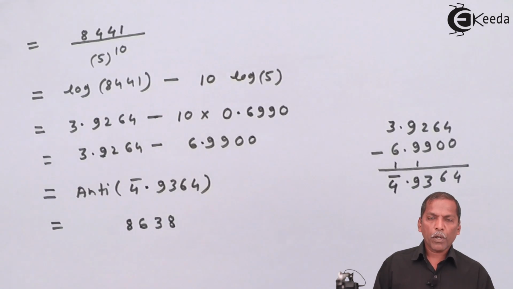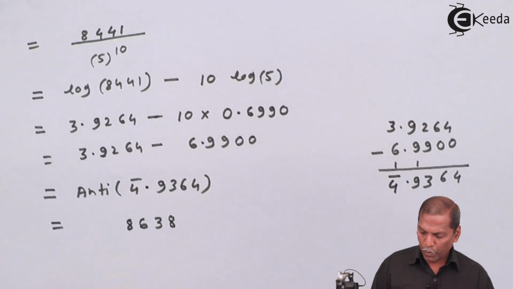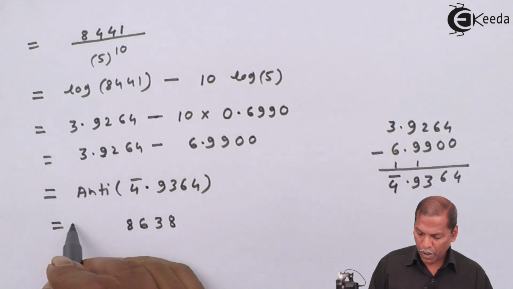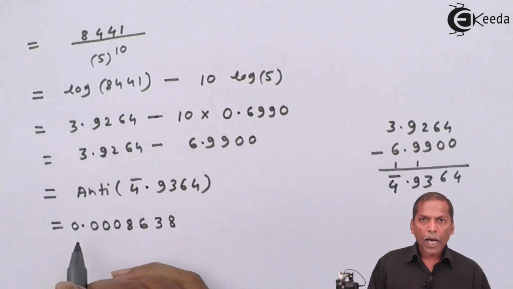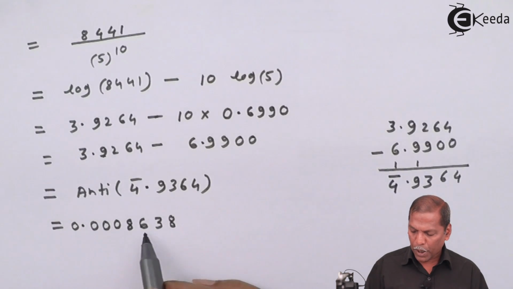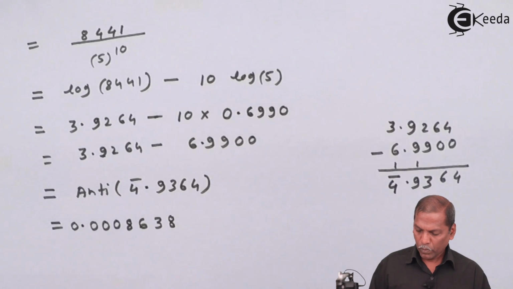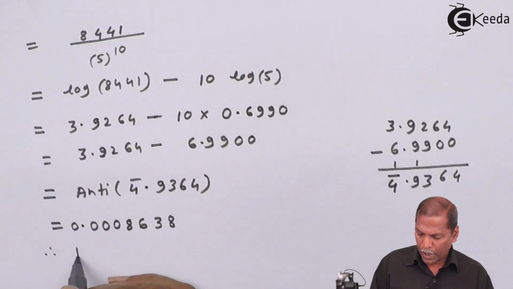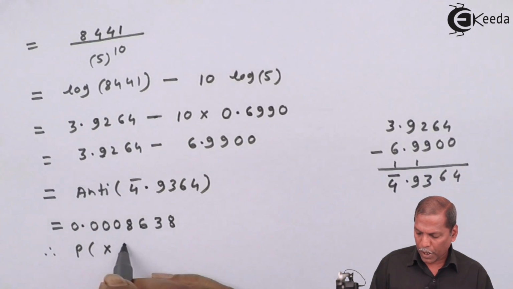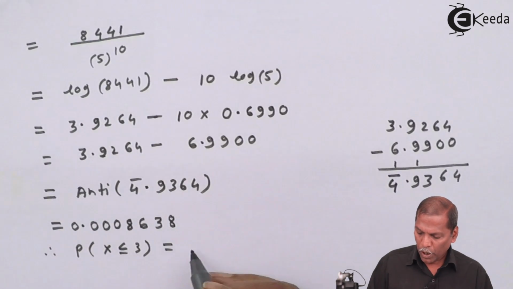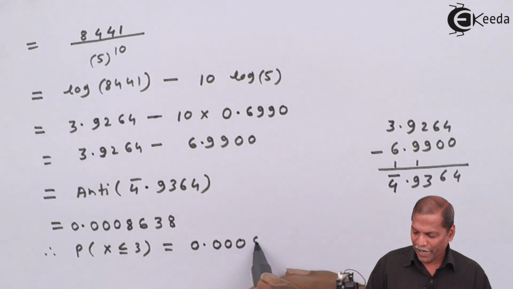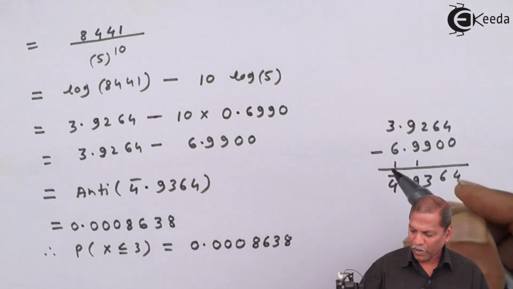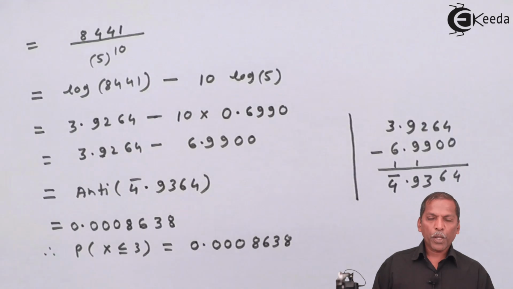Now before the decimal we have bar 4. It means we have to write 0.000 and then our number 8638. So in this way probability x less than or equal to 3 is equal to 0.0008638. So this is the required solution for the given problem.